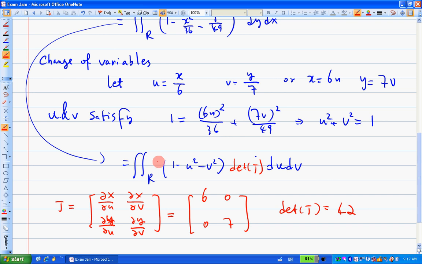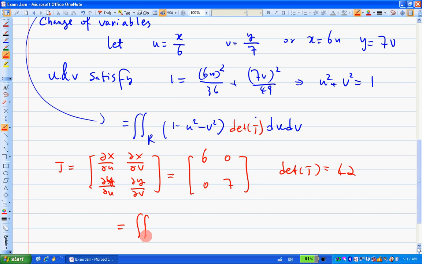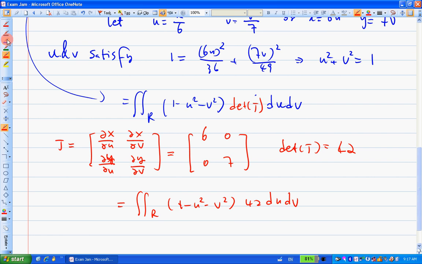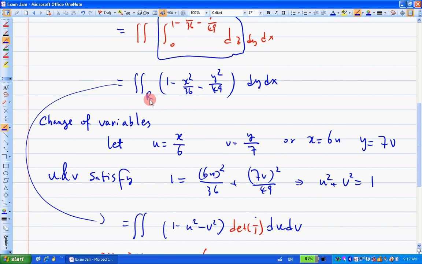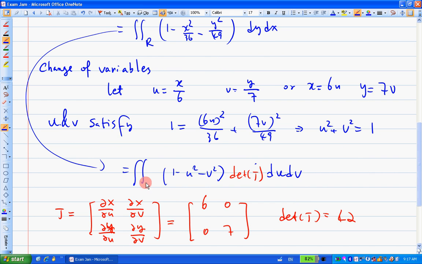So then this integral here becomes the integral over R of 42 times the square root of 1 minus u squared minus v squared, du dv. Okay? Now, I wouldn't call this R anymore. Let me change the name a little, because I used R here. This R is the region for the ellipse. After the change of variable, it's not R anymore. Let's call it R prime.